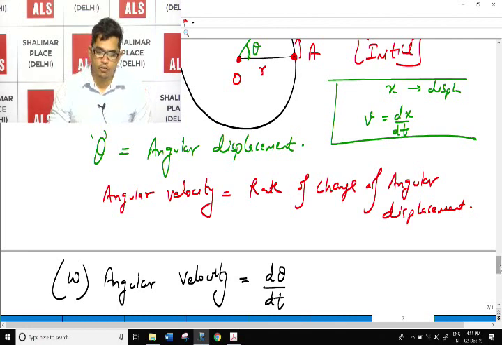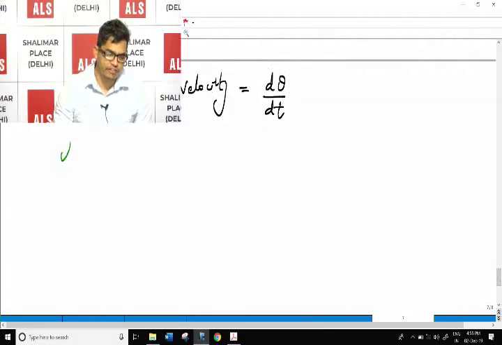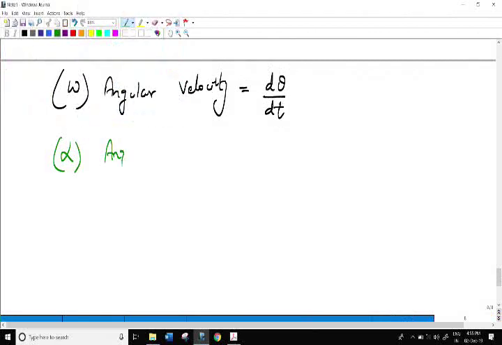Okay, all right. Then in a similar way we can define alpha. What is alpha? Alpha is angular acceleration. It is d omega by dt.